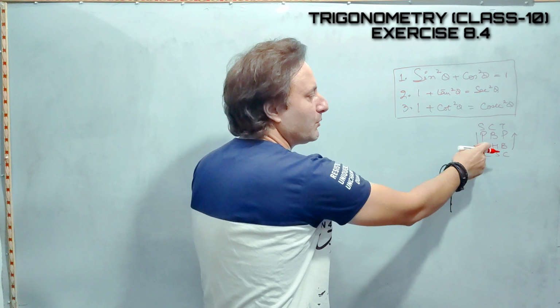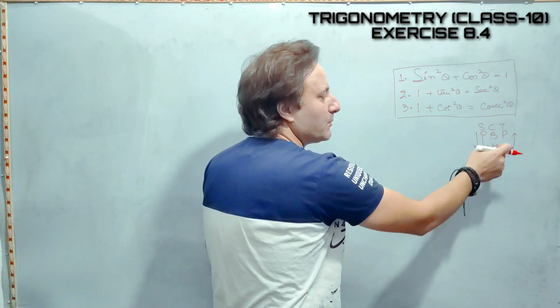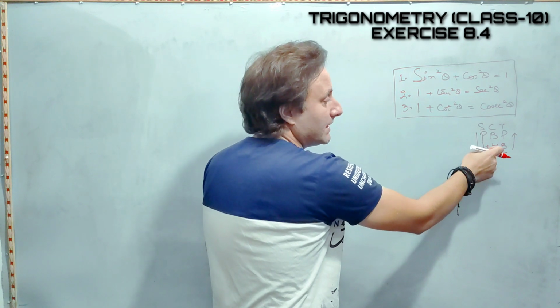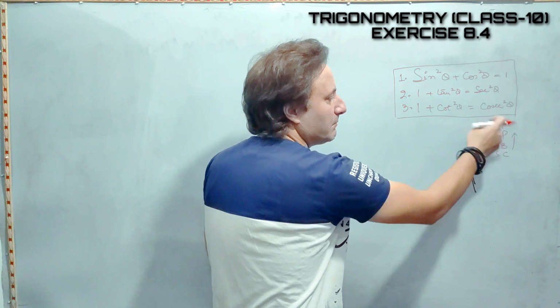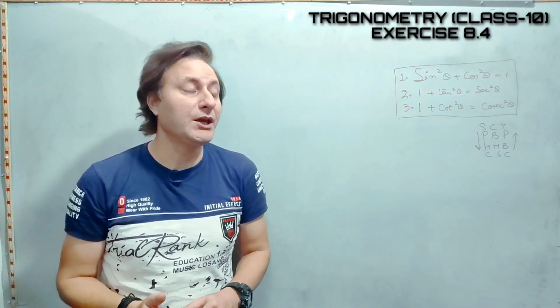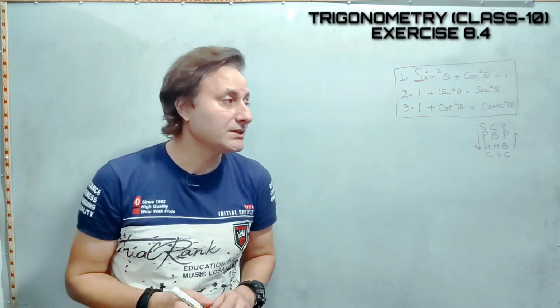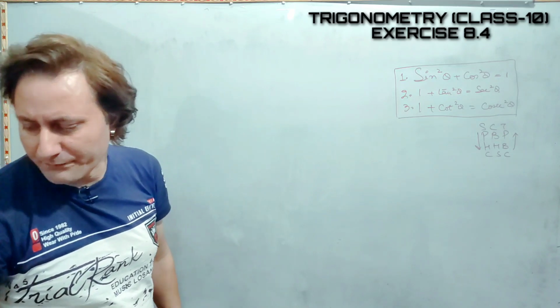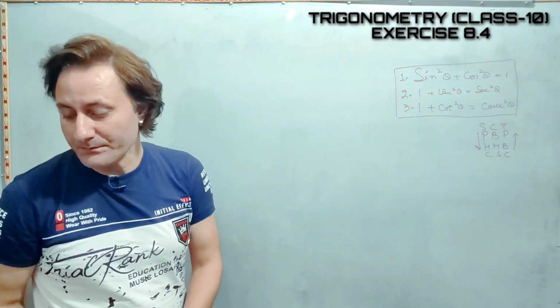Sine is perpendicular upon hypotenuse. Cos is base upon hypotenuse. Tan is perpendicular upon base. Then we have cosec, hypotenuse upon perpendicular, sec, hypotenuse upon base, and cot, base upon perpendicular. So these things should be in your mind. You should know these by heart. And there are a few more things that we will discuss when we come along with the questions.